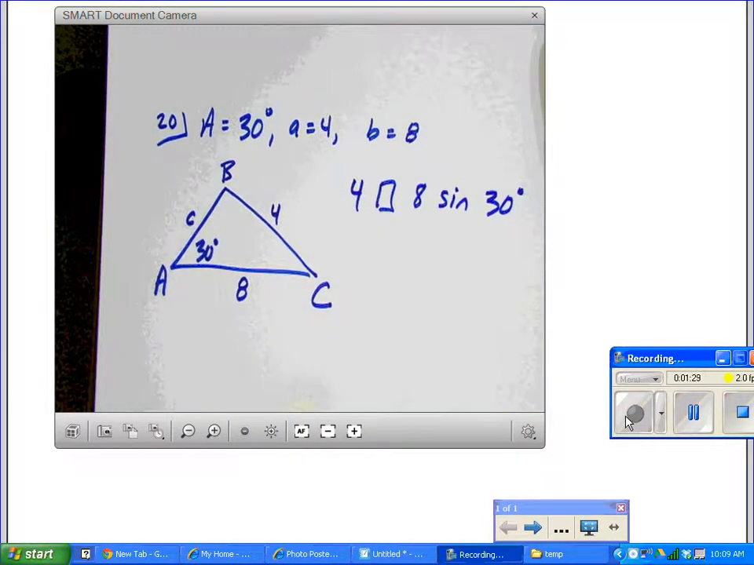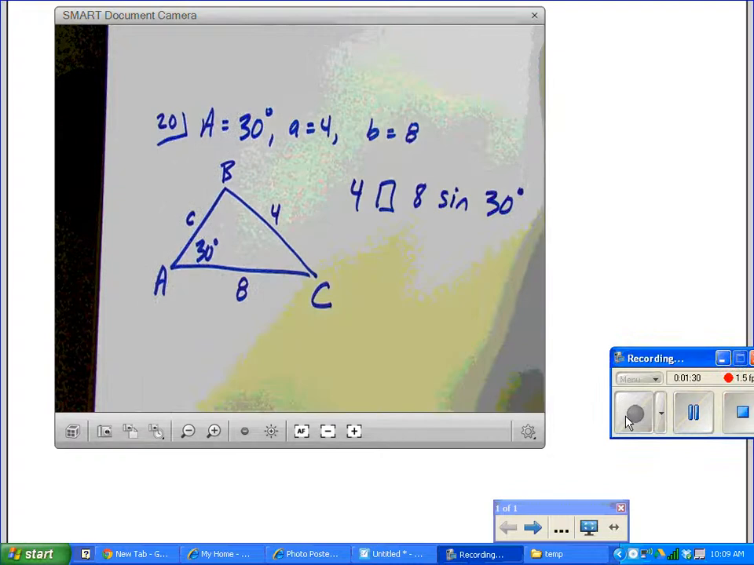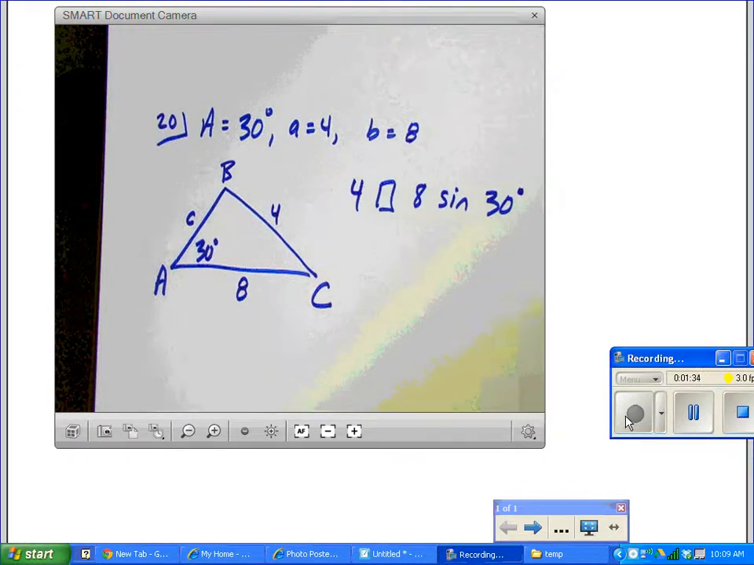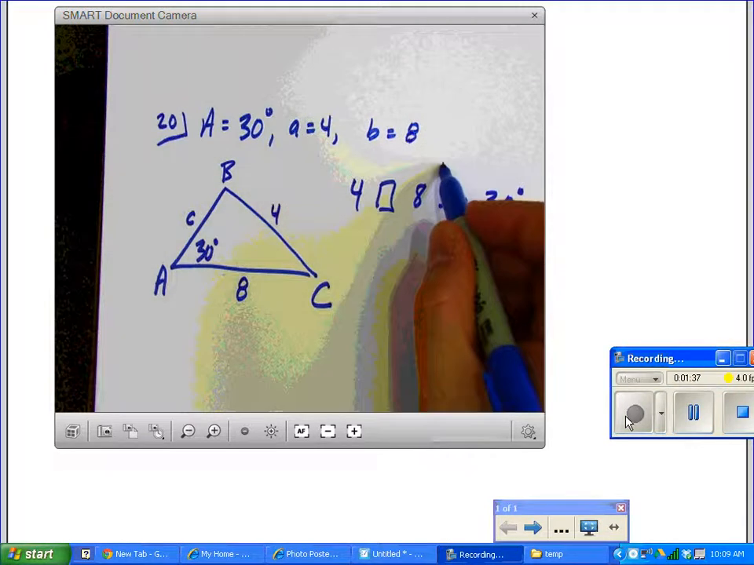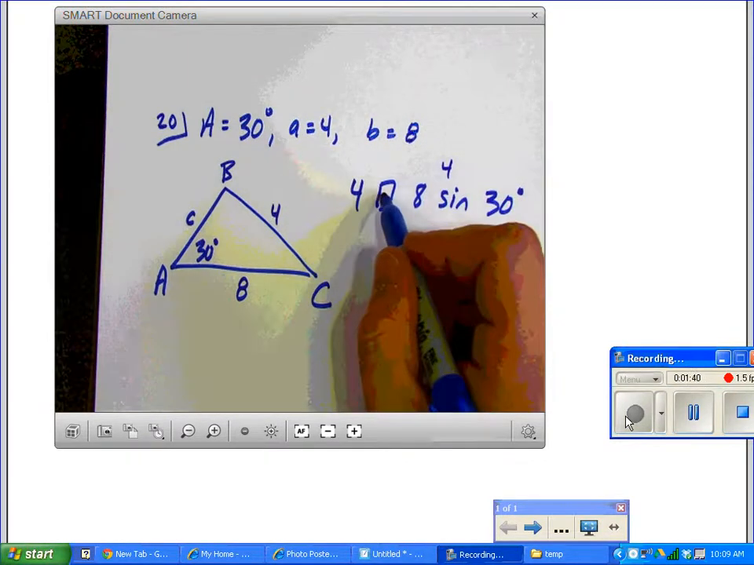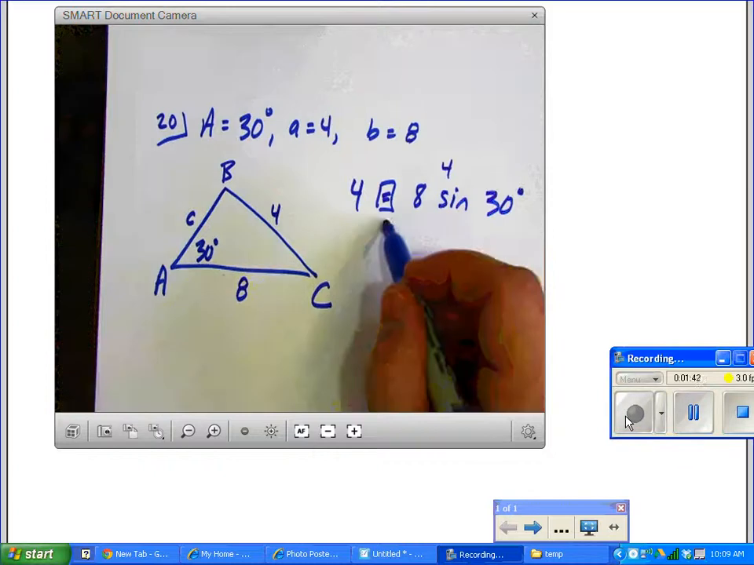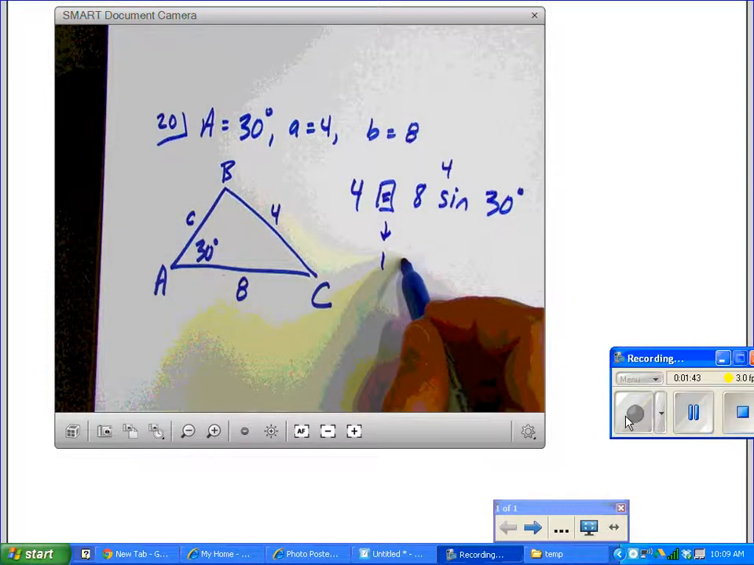So let's see. I don't know what 8 times sine 30 is. I think it's 4. It is, because sine of 30 degrees is a half. So that is 4. So that means this would be equal to, so one triangle. At least it's not two triangles.